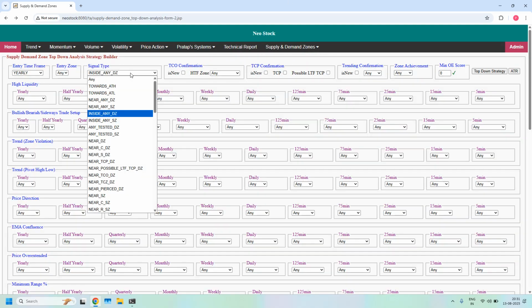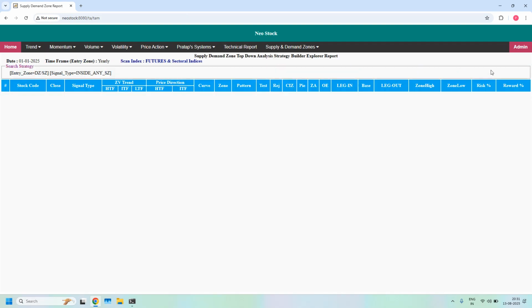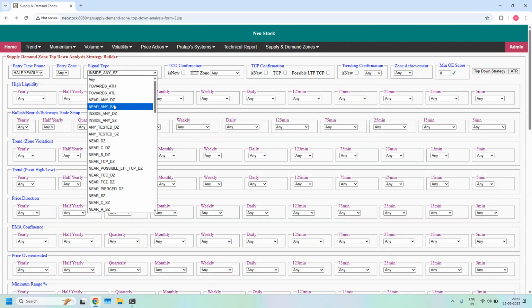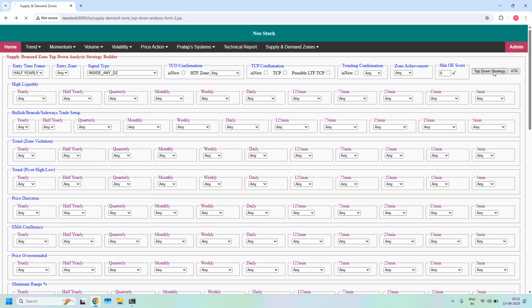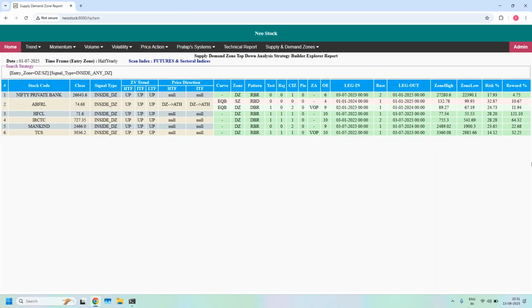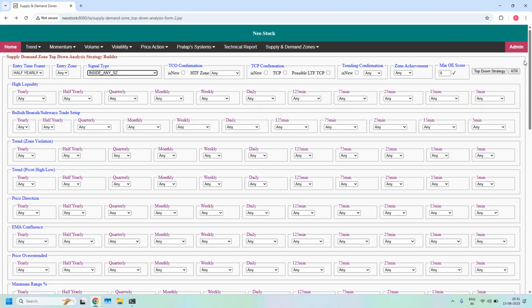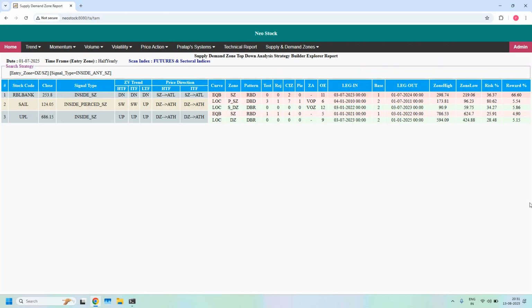Next, price closed inside yearly supply zone, no stocks. Next, half yearly time frame, stocks price closed inside half yearly demand zone, we got 6 stocks. Next, price closed inside the half yearly supply zone, we got 3 stocks.